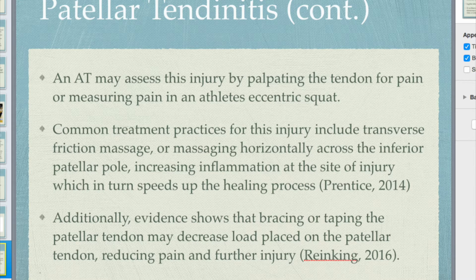Now, common treatment practices for this injury involve a transverse friction massage or massaging horizontally across the inferior patellar pole. And what that does is it increases inflammation at the site of the injury, which brings more blood to the area, speeds up the healing process. And on top of that, evidence shows that bracing or taping the patellar tendon may decrease the load placed on the tendon during activity, which will reduce the pain and further injury.